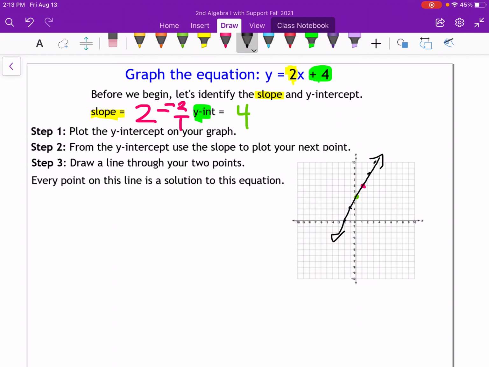Then from the y-intercept, use the slope to plot my next point. So my slope is negative 1/3. I'm going to go down 1, so negative 1, and then over 3. So I have a rise of negative 1, and then a run of positive 3. So there's my next point there. I can make another one, a rise of negative 1, and a run of 1, 2, 3. That's my next point. And then I connect my points, and that's my line.